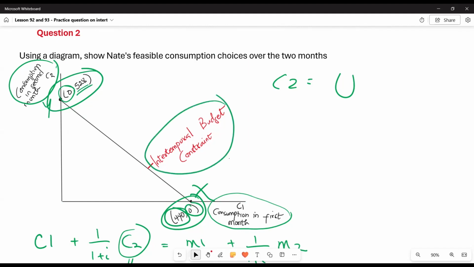Given this information, the feasible consumption choices for Nate are the choices on the budget line or in this shaded area. So any consumption level in this shaded area is feasible given Nate's income and then the interest rate. Any point on this budget line is also feasible. So this is all that we have on the first part of our practice question on intertemporal choice.